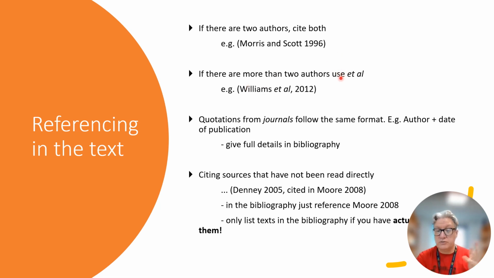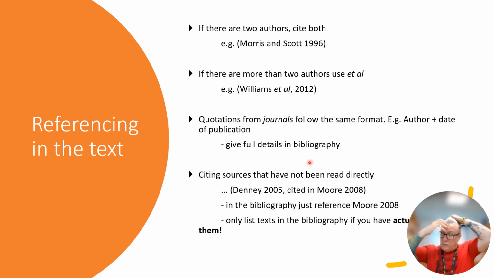If there are more than two authors, we use the convention et al. So Williams et al. If there's Williams, Jones and Smith, 2012, we wouldn't list all of them. We just say Williams et al. There is no difference between books and journals or anything like that.